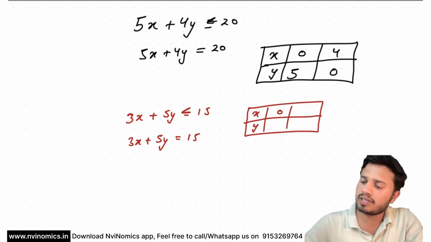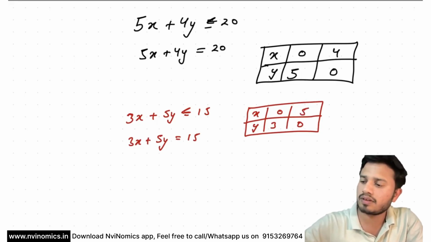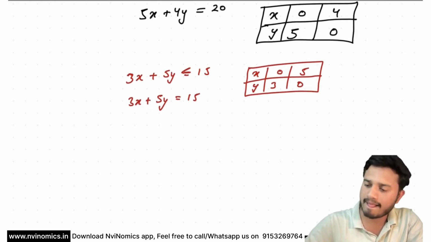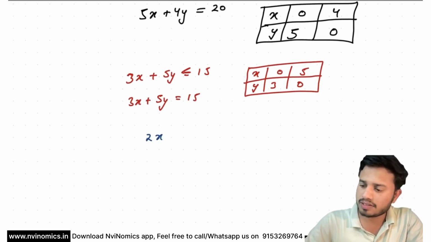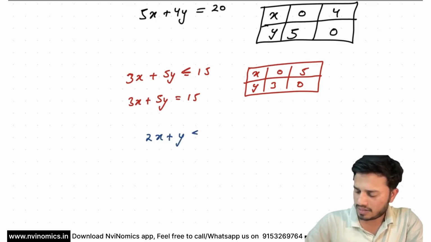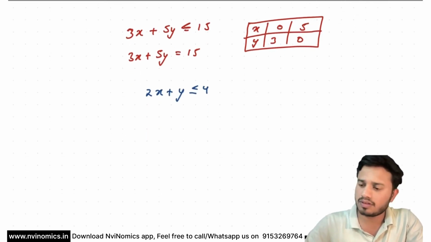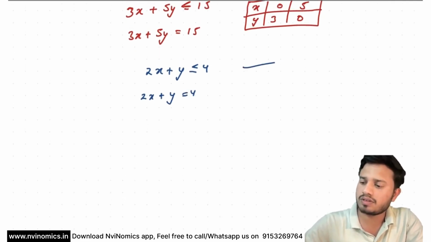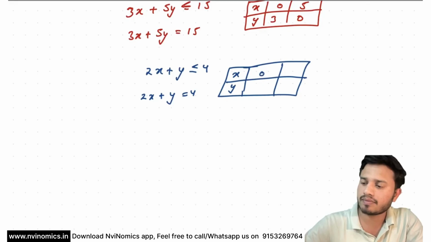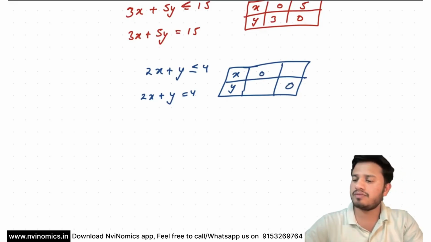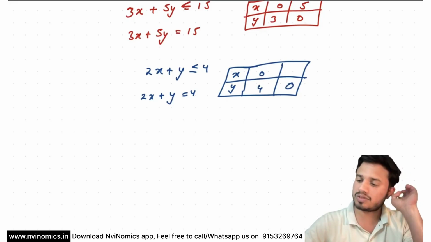Put x equals to 0, you will get 3, and when you put y equals to 0, you will get 5. And the third constraint is 2x plus y less than or equal to 4. So 2x plus y equals to 4. Make a box. Find the intersection points. When x equals to 0, y will be 4, and when y equals to 0, x will be 2.